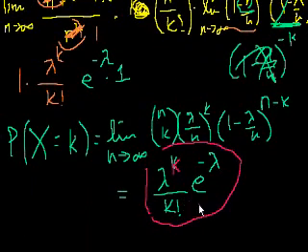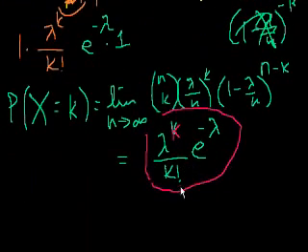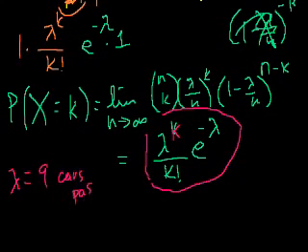But anyway, just so that you know how to use this, let's say I go out, I'm the traffic engineer, and I figure out that on average 9 cars pass per hour. So this is my expected value, and in a given hour, on average, 9 cars are passing. And I want to know the probability that exactly 2 cars pass in a given hour.